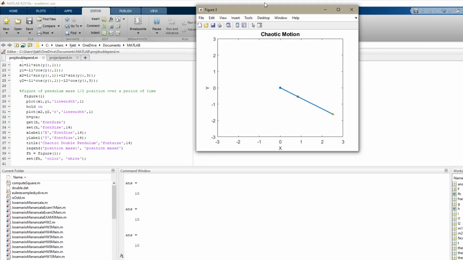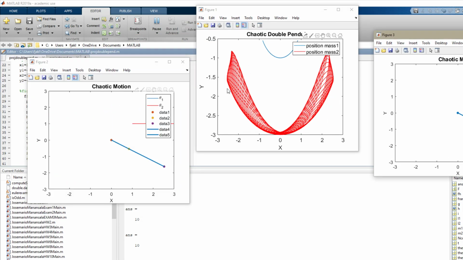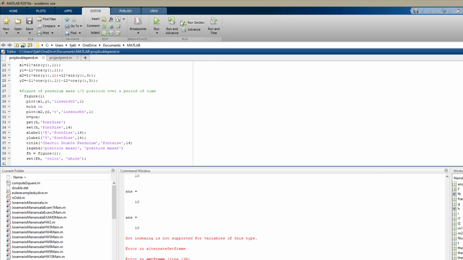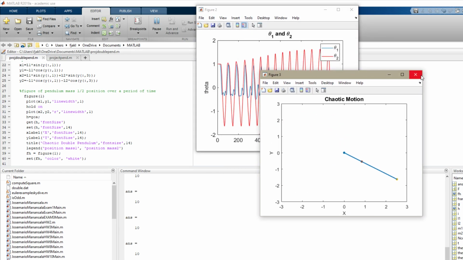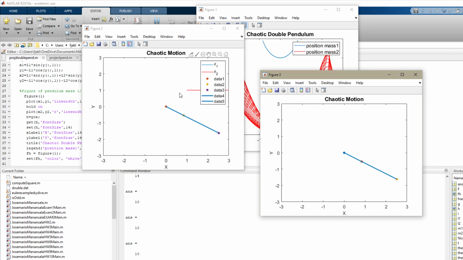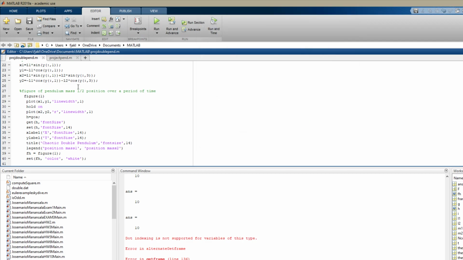Here you go. You can see mass 2 follows a pretty predictable path. These are bugs; I don't know why this happens. Let me try to run it again. We'll just regenerate it. Here, as you can see, theta 1 and theta 2 oscillate pretty regularly before it disappeared because it just doesn't play nice with the movie.